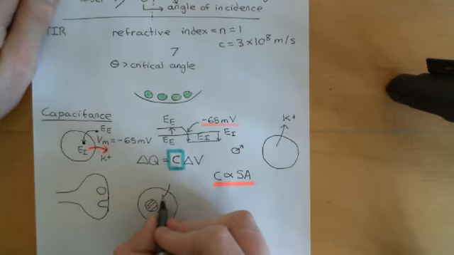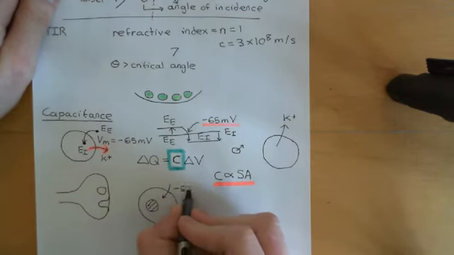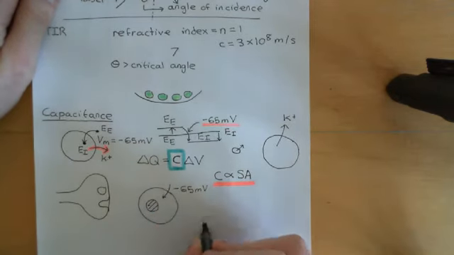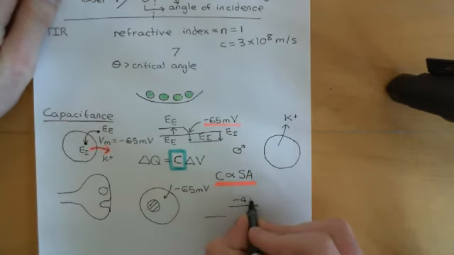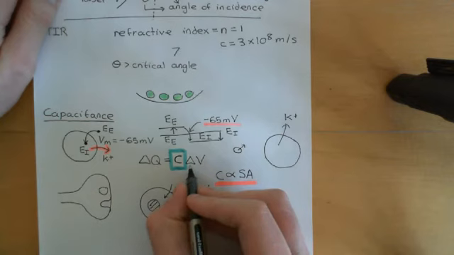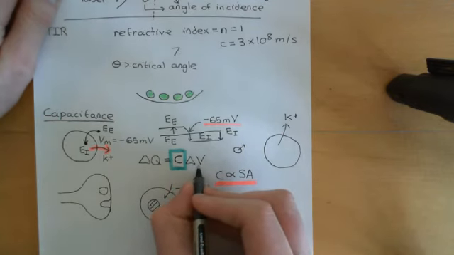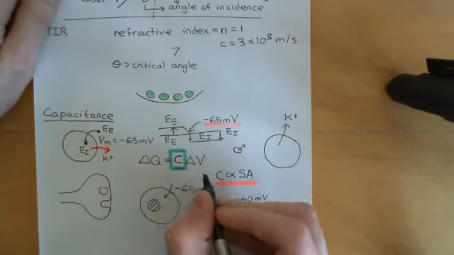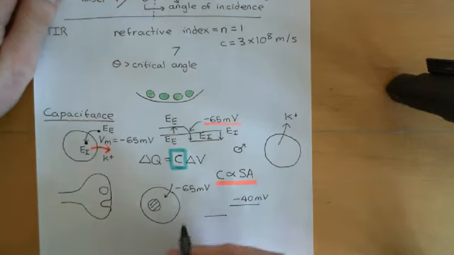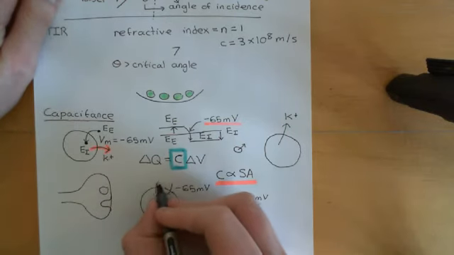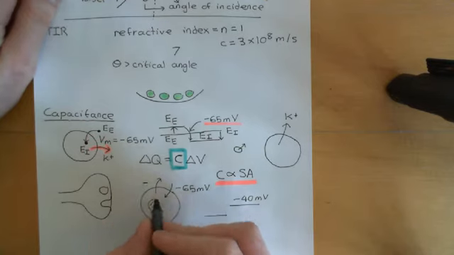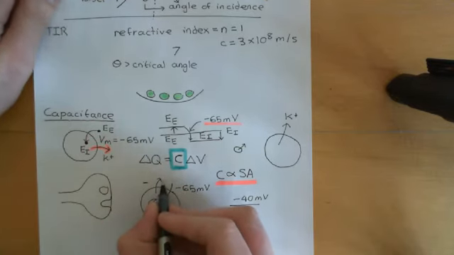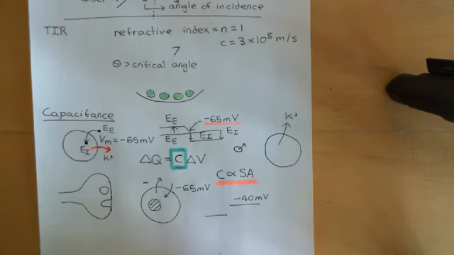Normally the electrical potential difference across the cell membrane is negative 65 millivolts. Let's say we want to step that up to negative 40 millivolts. So we want to produce a change in the electrical potential difference across the cell membrane. Now to do that, what are we going to have to do? Effectively, we're going to have to move negative charge out of the cell. We're going to have to move negative charge from the intracellular compartment to the extracellular compartment.